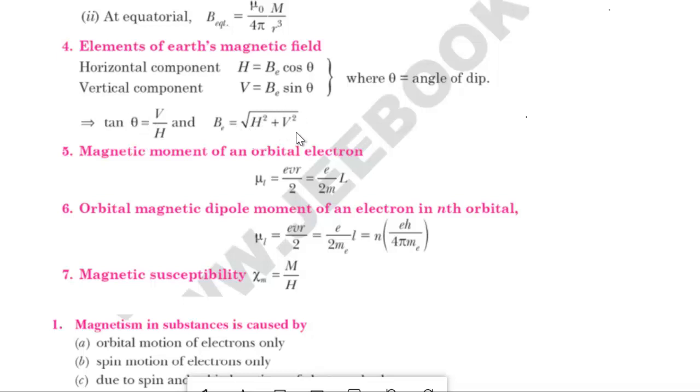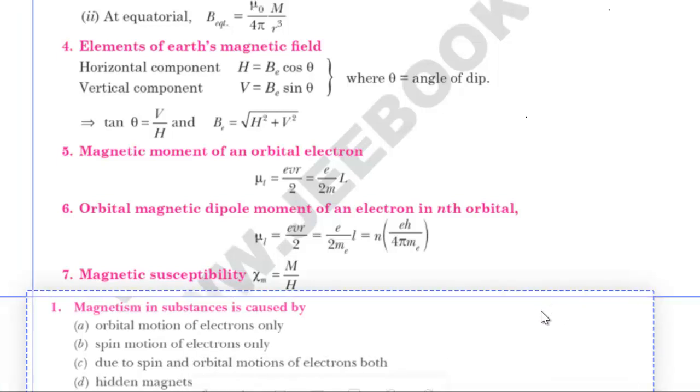B is root of H square plus V square. Next is the magnetic moment of an orbital electron. For an orbital electron, the magnetic moment is e by 2m into L. The orbital magnetic dipole moment of an electron in the nth orbit is n into eh by 4 pi m, that is, n h cut by 2 into m e. Next, magnetic susceptibility is M by H.